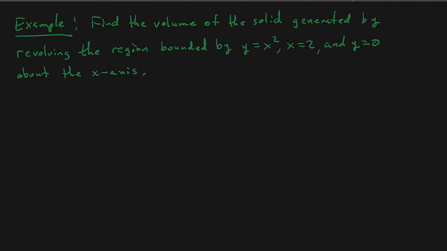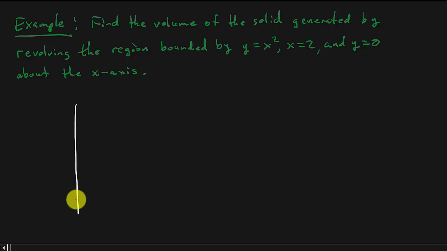It says find the volume of the solid generated by revolving the region bounded by y equals x squared, x equals 2, and y equals 0 about the x-axis. Like the video before where we found area between curves, what did we have to do? We had to draw the graph, and that's what you're going to have to do here. You're going to have to sketch it. So let's graph this real quick. There's y equals x squared, and we're revolving about the x-axis.